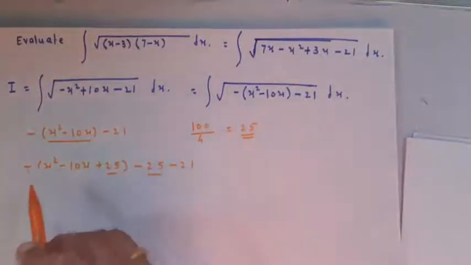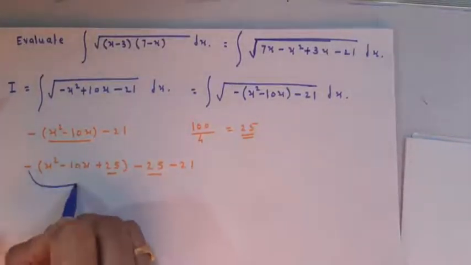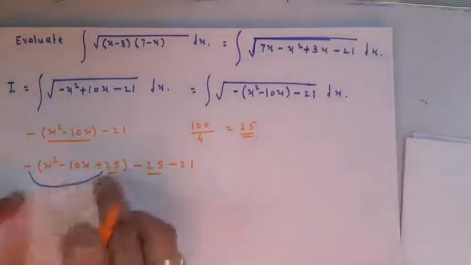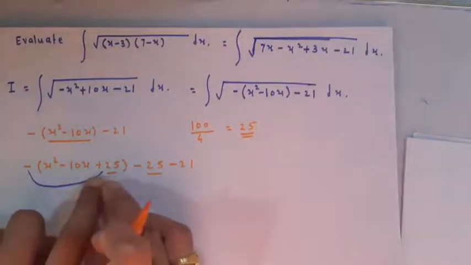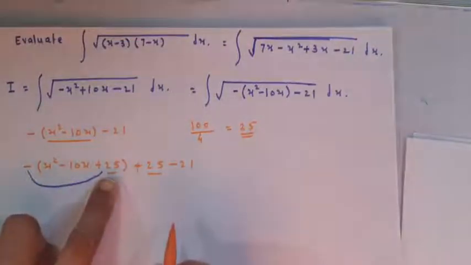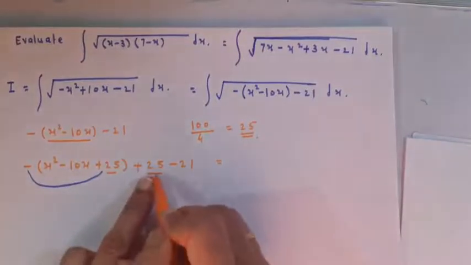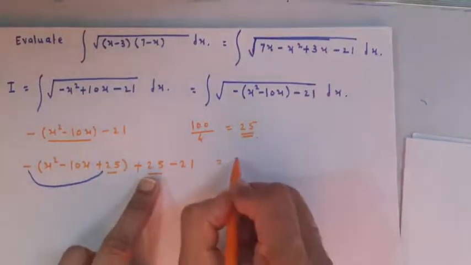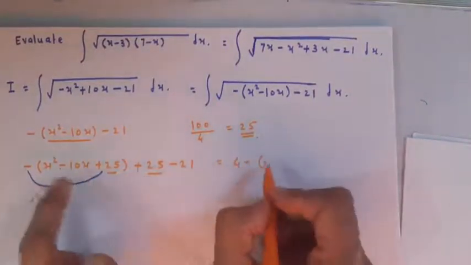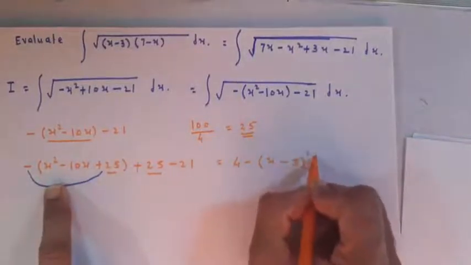But see students, outside the bracket there is a negative sign. That means here plus minus minus 25, here minus 25, and this is plus 25. Okay, and therefore the calculation is plus 25 minus 21, that is 4, and minus this is whole square of x minus 5.